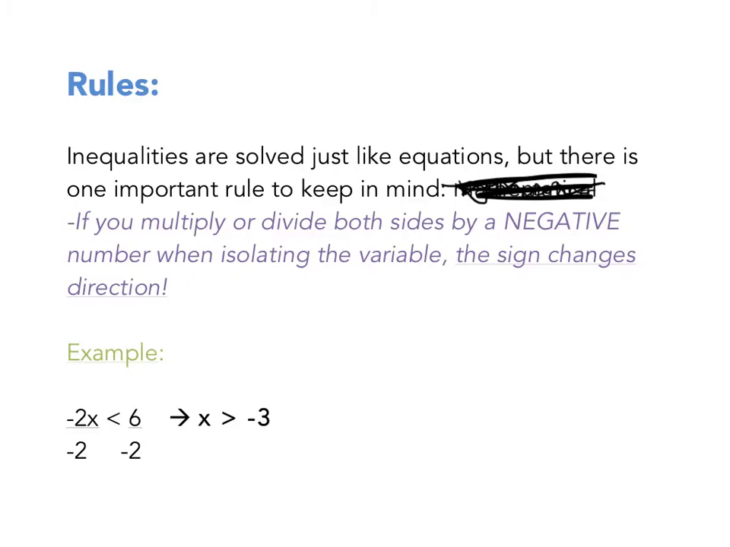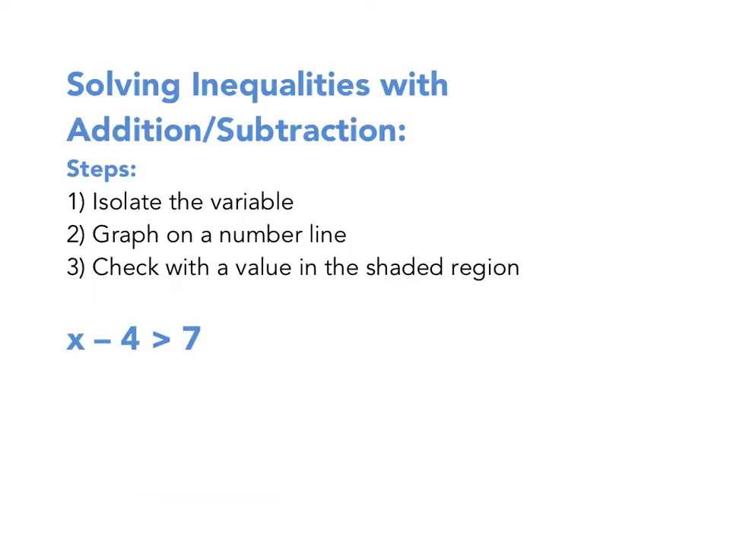If you look here, you have the inequality negative 2x is less than 6. To isolate x, we need to divide by negative 2 and get rid of it. So we're dividing both sides right here by negative 2. As you can see, we have an answer of x is greater than negative 3, but our original inequality was less than. So that just means that our inequality sign flipped directions. When you divide or multiply both sides by a negative number, you have to change the direction of the inequality sign. So let's do a basic example: how do we solve inequalities with addition or subtraction.